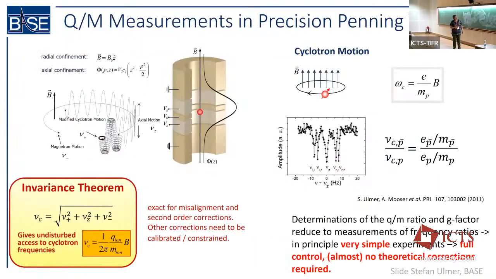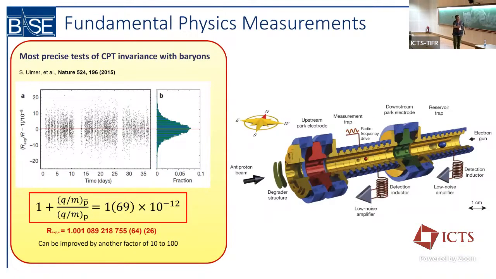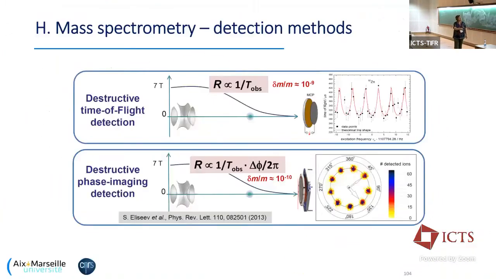There is another technique which I just wanted to mention very briefly. The people from the Max Planck Institute for Nuclear Physics have developed a different technique, which not only ejects the ions onto the axis and looks at the time of flight, but makes a measurement which has a phase sensitivity.